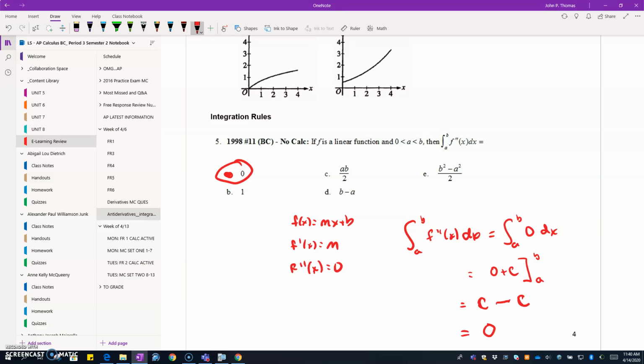Sorry for that. I didn't mean to make that more confusing than it needed to be. But again, the antiderivative of 0 is just c, a constant. And then when we plug in our bounds, that constant doesn't adjust. So we got c minus c, which gives us 0.